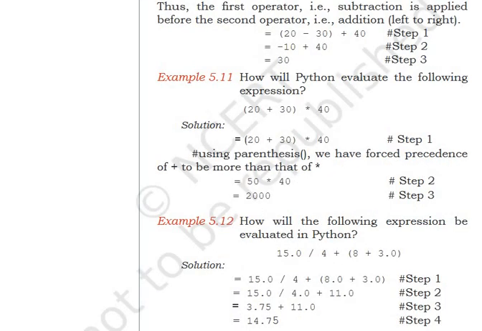Look at this, 15.0 by 4 plus (8 plus 3.0). The one which is placed within brackets is to be evaluated first. 8 plus 3.0 is 11.0. And then division and addition. As division is higher precedence, division first and then addition.